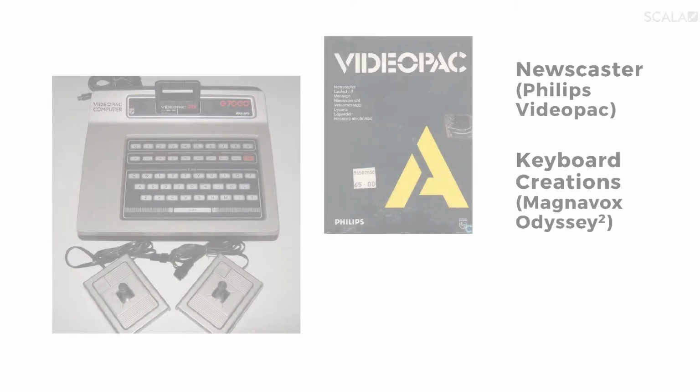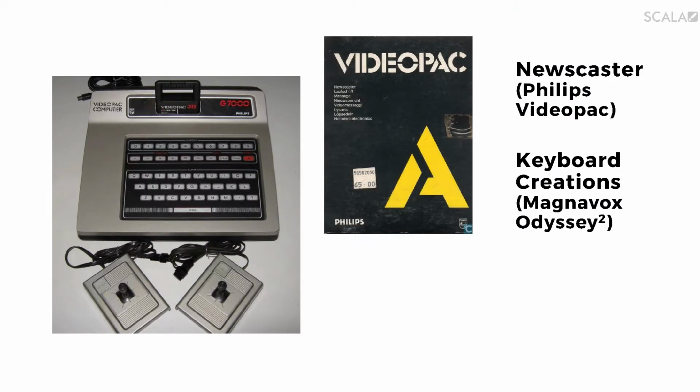This was actually made for a product for the Magnavox Odyssey 2, which in Europe was the Philips Video Pack home gaming system. It was called Newscaster in Europe and Keyboard Creations in North America. And it really was an early digital signage product. So this is what digital signage looks like in 1978 with accessible hardware and software.